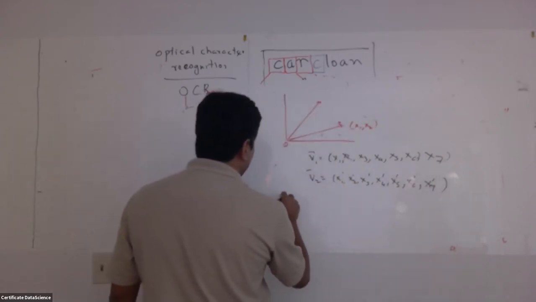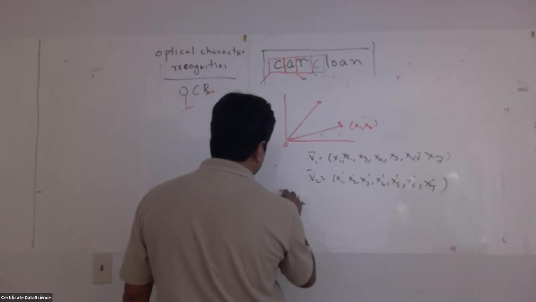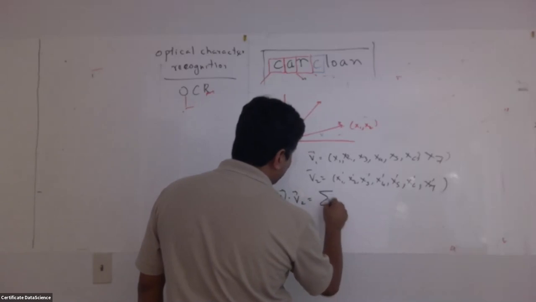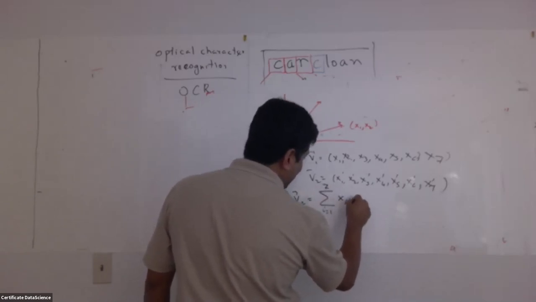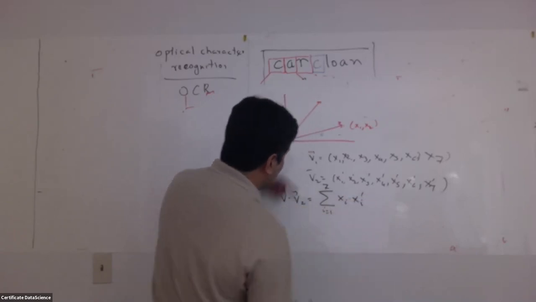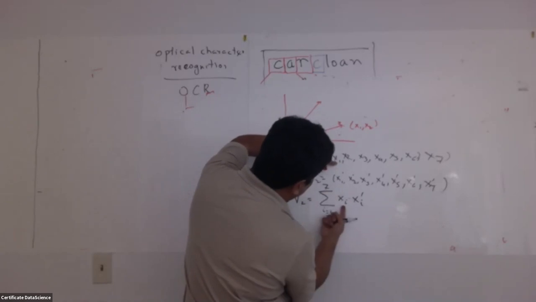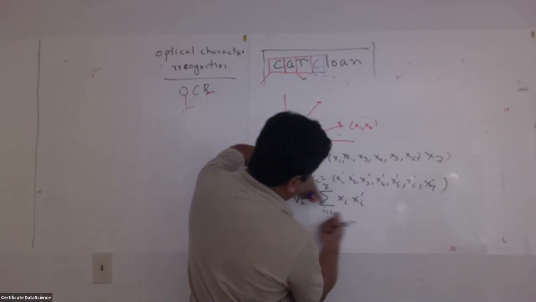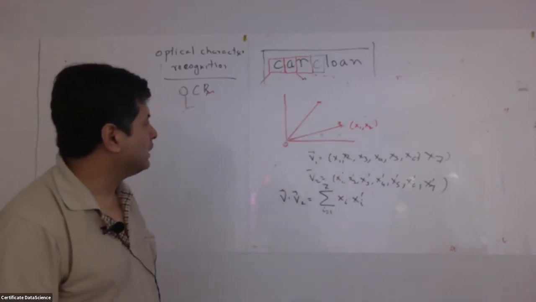When you want to calculate the dot product, you simply do the sum over i from one to seven of xi times xi prime. This is multiplied by this when i is one, then two, three, that's what this sigma is for. That's how I get the dot product. But there is an issue here.